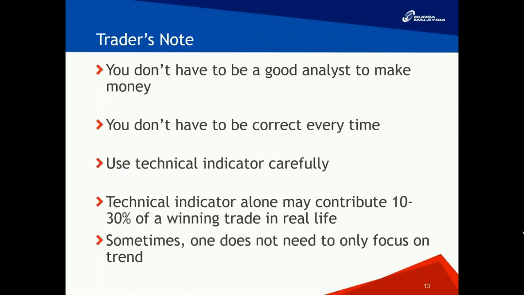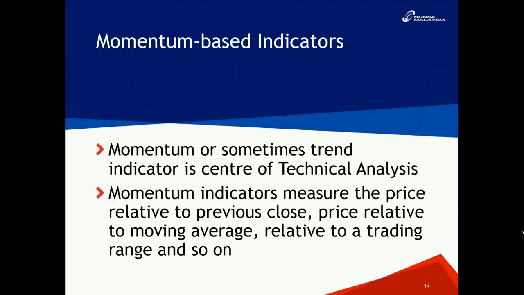So let me share with you something that you may not find on YouTube: technical indicators alone may only contribute 10 to 30% of winning trades in real life trading. Sometimes one person needs to focus only on trend, because with indicators you mostly look for trend, but sometimes you don't have to. Talking about trend, we have to discuss momentum-based indicators, or sometimes trend indicators. It is the center of all technical analysis, where you look for something that begins from $1 and goes up to $9, so that you make that $8.